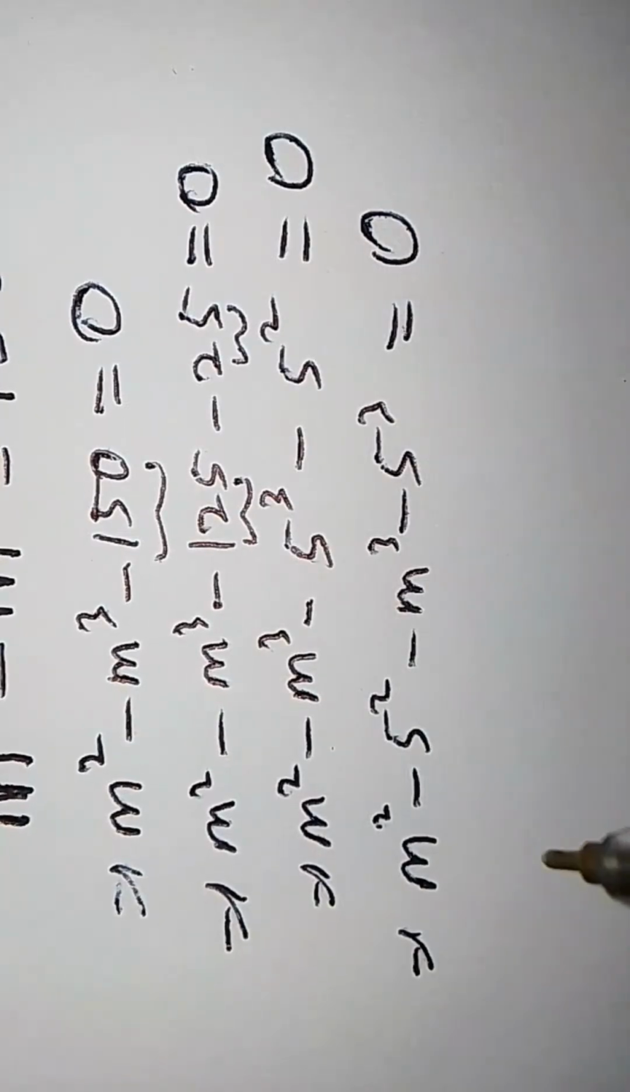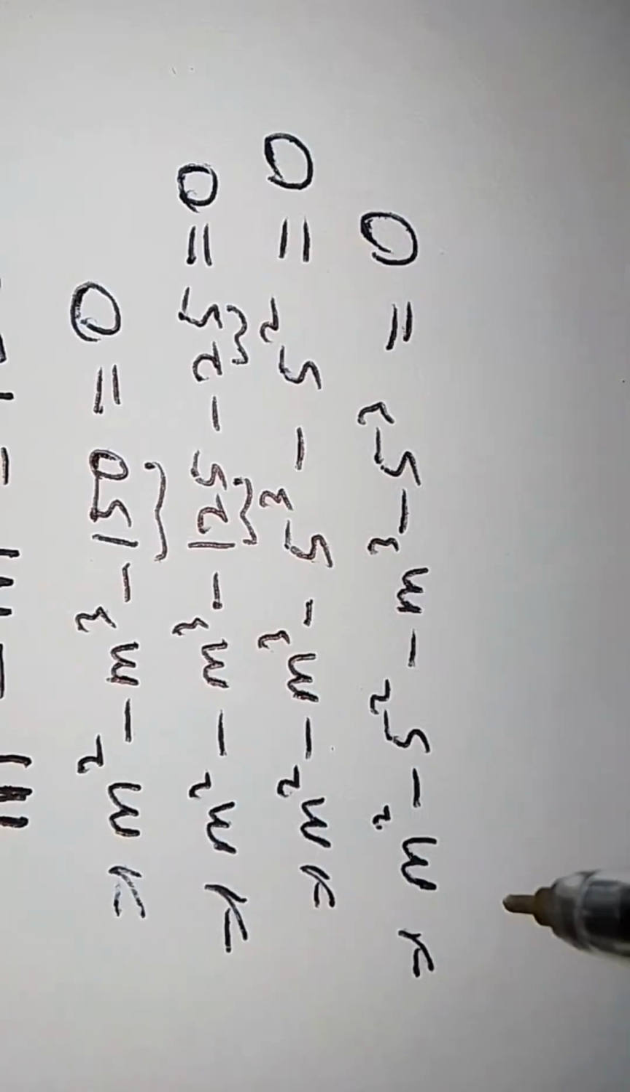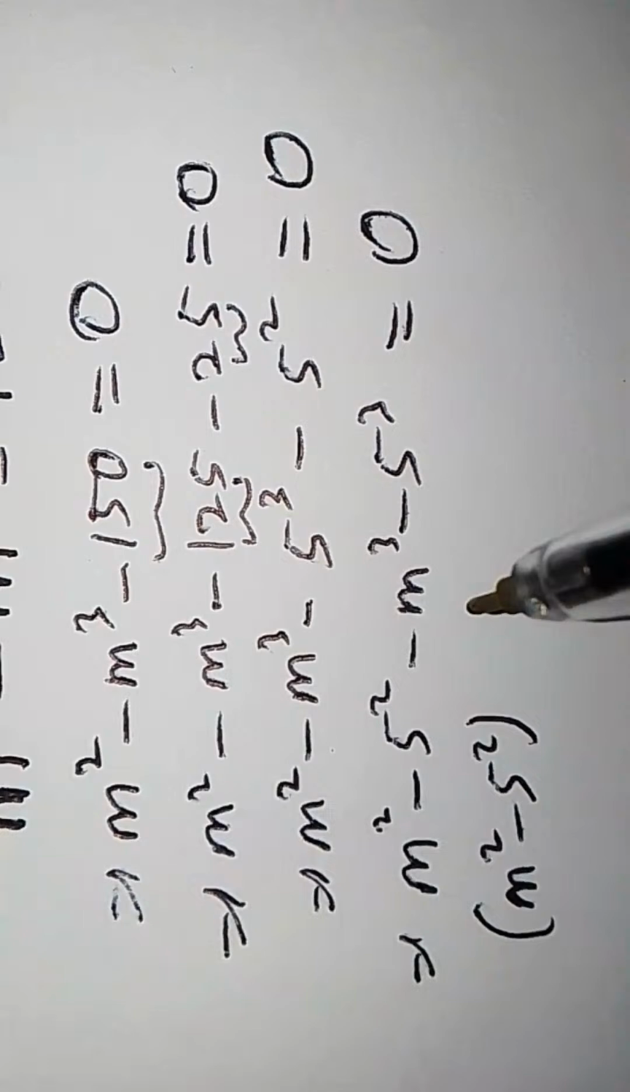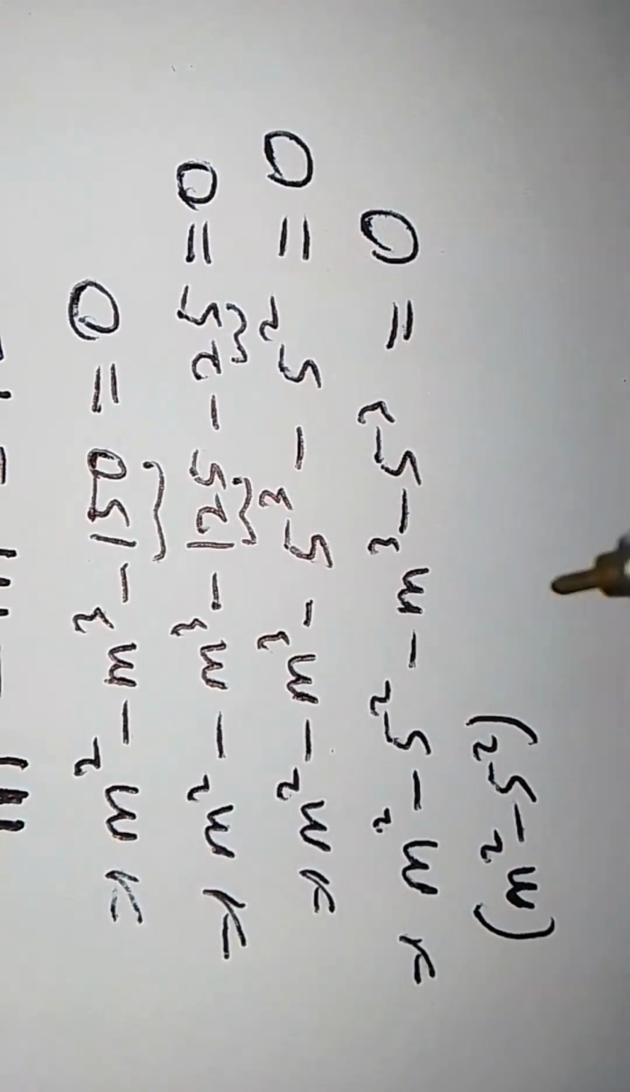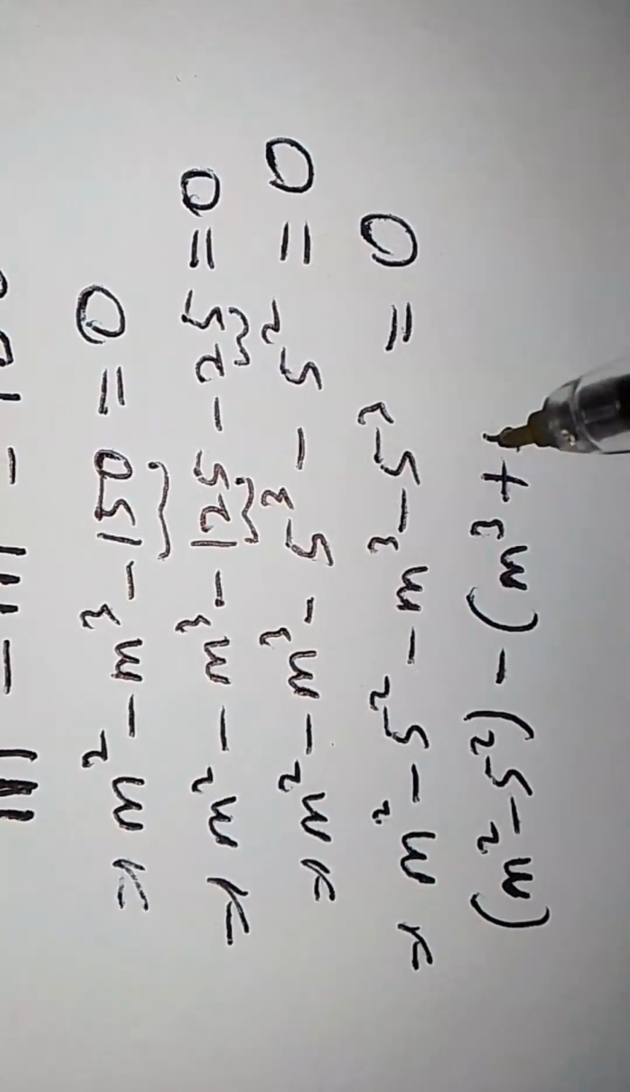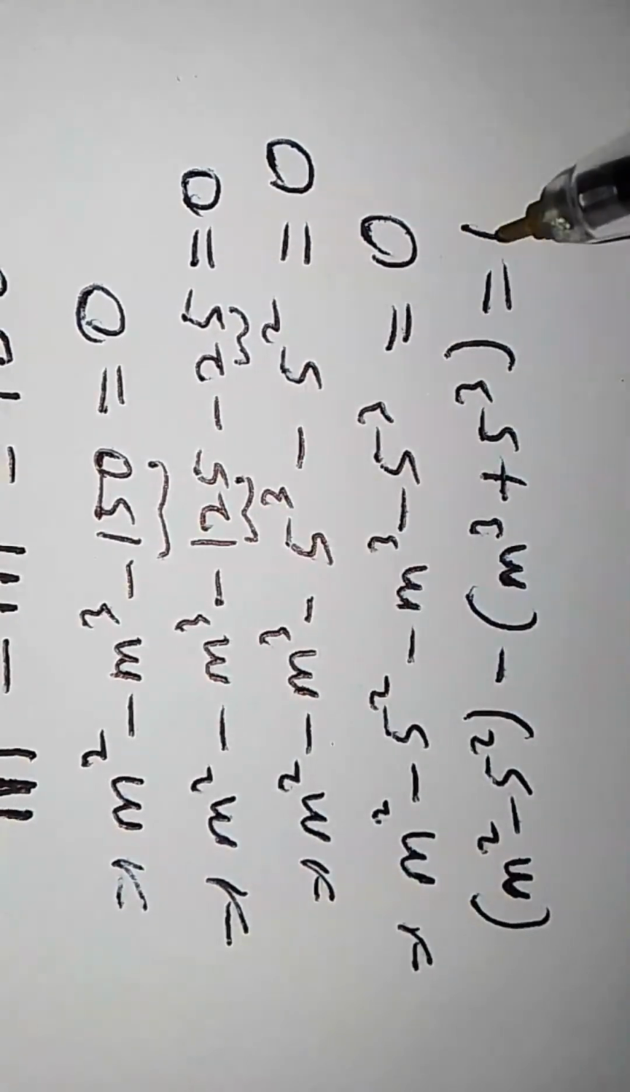Now, it is very possible to put these in brackets. So we have m squared minus 5 squared in brackets. Factoring minus outside, we have minus into m cubed plus 5 cubed equal to 0.